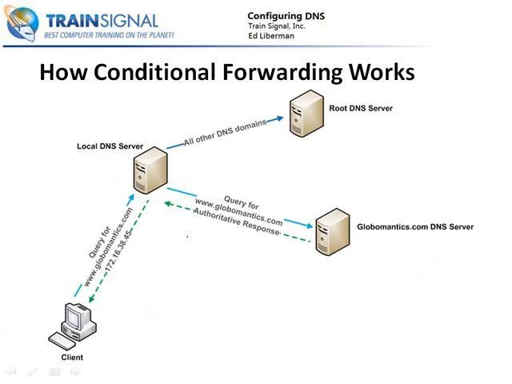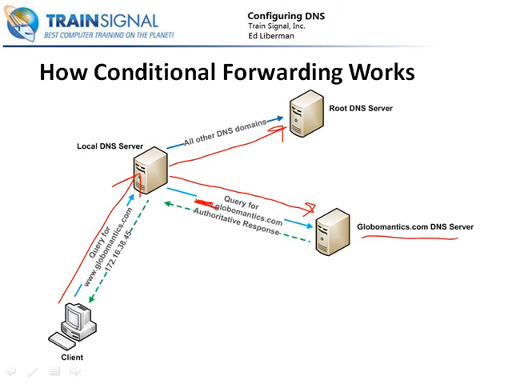Now, with conditional forwarding, we are set up pretty much for the client to ask a local DNS server. And in this case, the local DNS server has two settings. First of all, it has all other DNS domains, and it has a conditional forwarder for any queries that are asked of it for the globalmantics domain. This really shouldn't say www here. Let me just cross that out. This should just say any queries for the globalmantics.com domain forward to this specific DNS server.